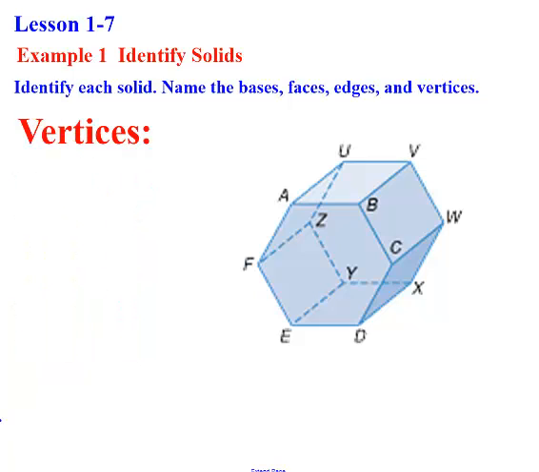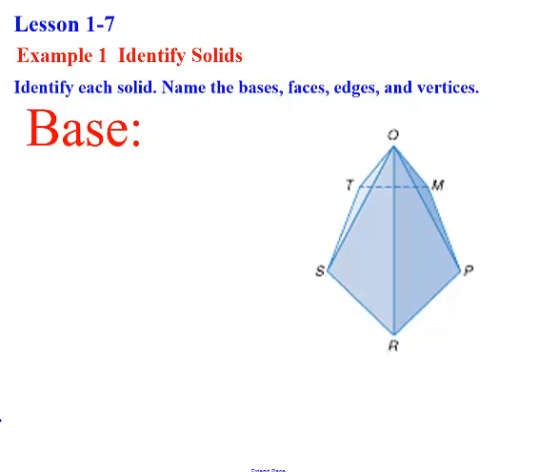Okay, now we can name the vertices. The vertices are all the corners or the points that we have. So the ones making up the front would be A, B, C, D, E, F, and the ones that make up the back are U, V, W, X, Y, Z. Okay, let's move on to another picture.